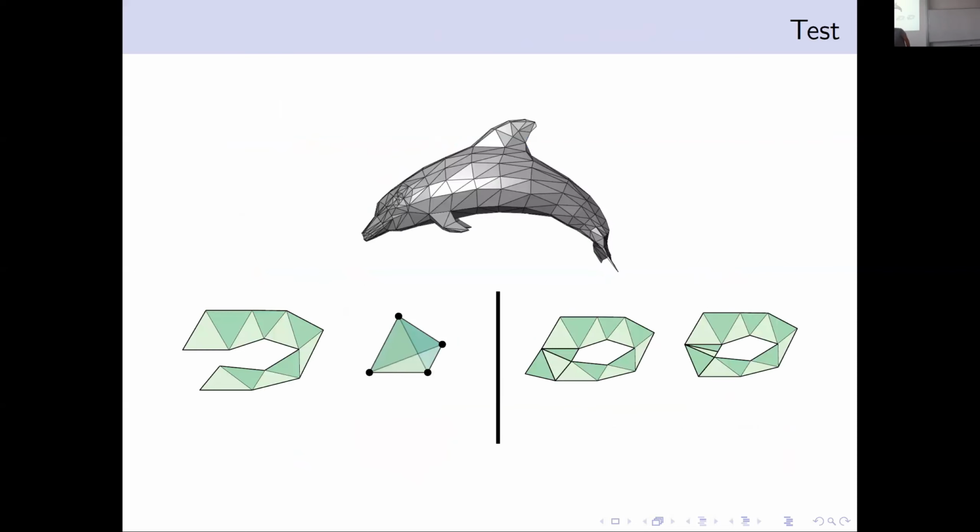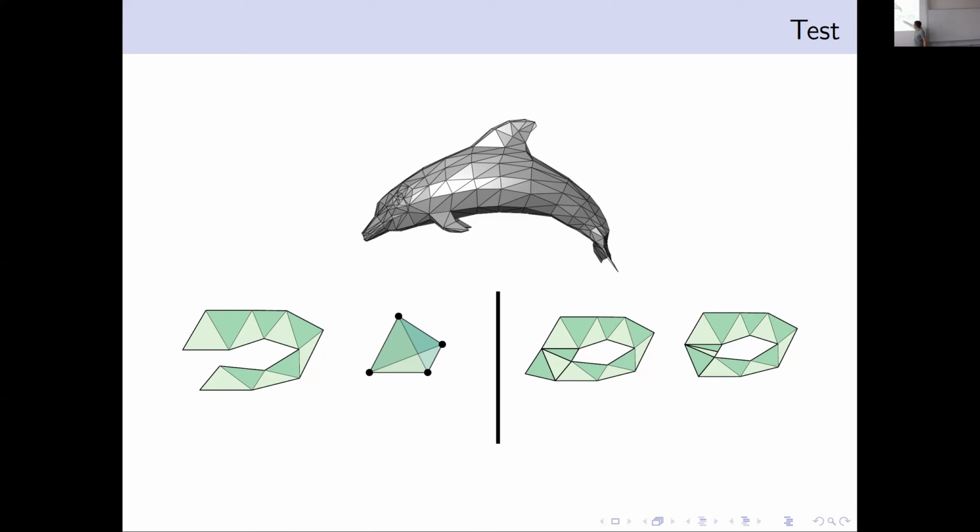Okay, now a quick test. Here I have several simplicial complexes consisting of triangles. So what do you think? Which of them are shellable, for which can we find this nice gluing procedure and for which not? For the left ones we can. So for the dolphin, obviously yes, probably yes, and it depends how exactly it looks from the opposite side. And for this one, we cannot.